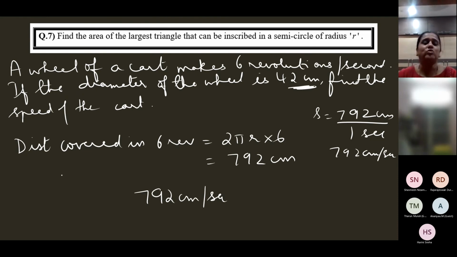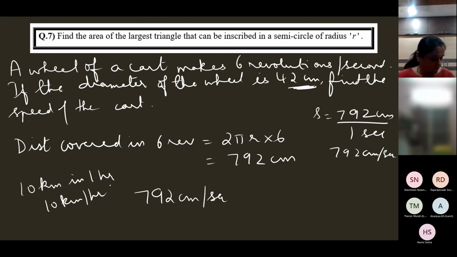See, supposing you go on your bicycle, you can cover, say, some 10 kilometers in 1 hour. You are able to go 10 kilometers in 1 hour on your bicycle. That means your speed is 10 kilometers per hour. Is this understood, children? Yes, ma'am.